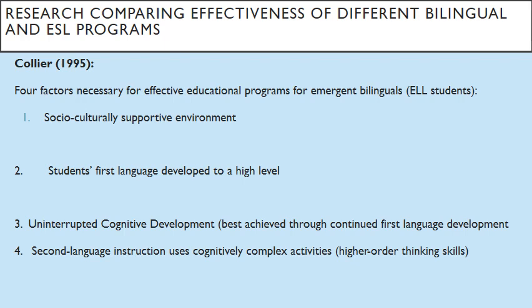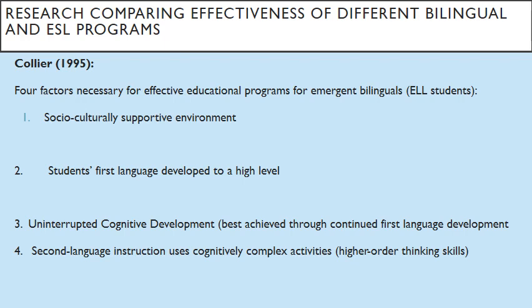Collier in 1995 identified 4 factors that would be essential for effective educational programs for emergent bilinguals. So emergent bilinguals are basically English language learners. The first principle would be that the program must be a socially, culturally supportive environment. So they must encourage the native culture and the native language of students. Second, students' first language, their native language, would be developed to a high level, so a high level of proficiency.